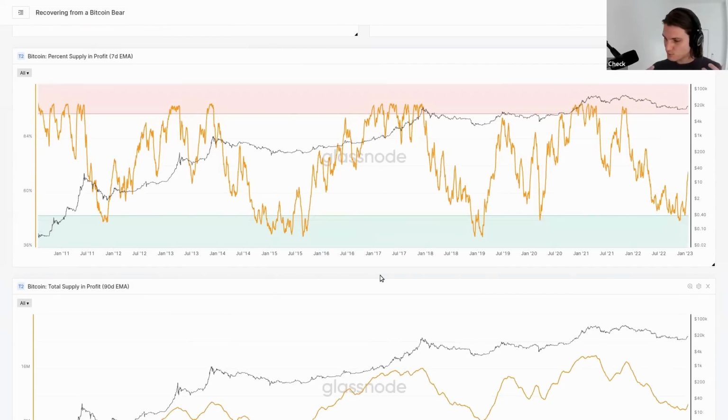Okay, so that's the profitability. I would call that realized profit and loss. And by realized, I mean they're coins that are spent. That's the actual spending behavior. When did you buy your coin? When did you sell it? Let's compare the delta. That's realized profit and loss.